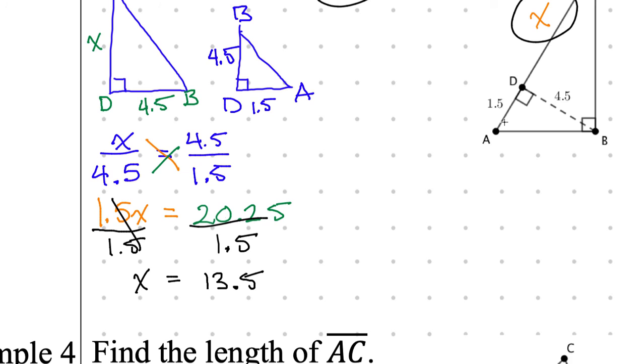Can you stay in your seat, please, Gunner? I'm going to call on someone that's in their seat. Yeah, Fernando. You do 13.5 plus 1.5. What is that? 15. And there is our final answer. Box it, 15. Thank you, Fernando, for answering and staying in your seat.